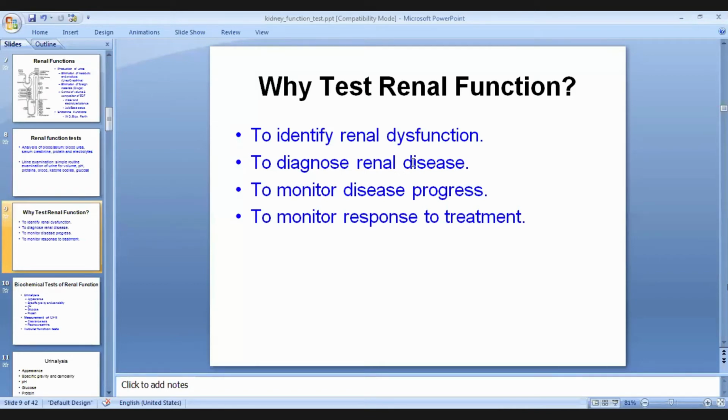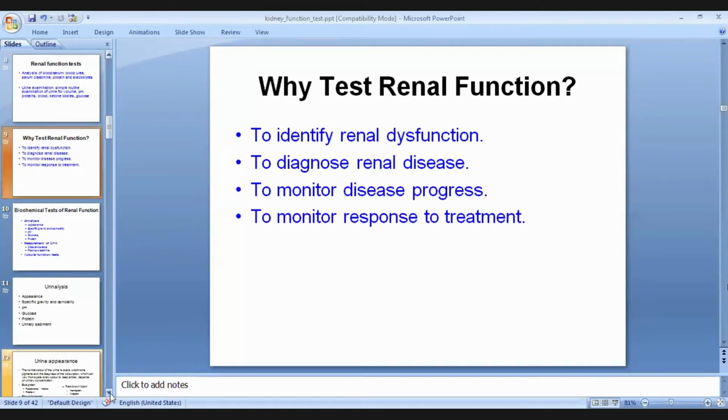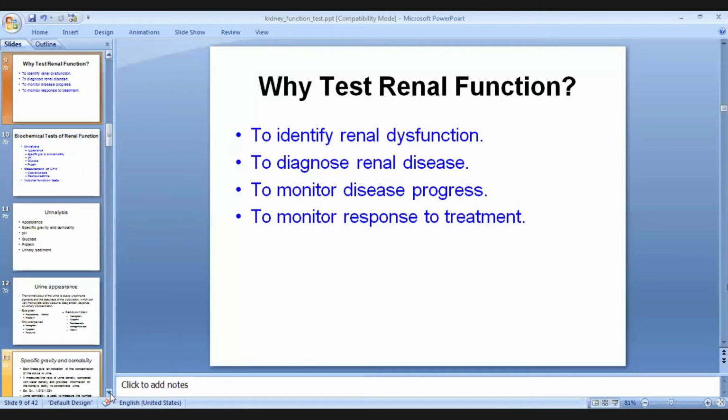First, to identify renal dysfunction. If a person has renal dysfunction, then he or she may be asked to perform different renal tests. These include first simple, general tests like urine analysis and serum urea and creatinine estimation. So these are some of the general tests. There are also specific tests for renal functioning to diagnose that. Some of the tests for renal functioning are urine analysis, GFR clearance test, and tubular function test.